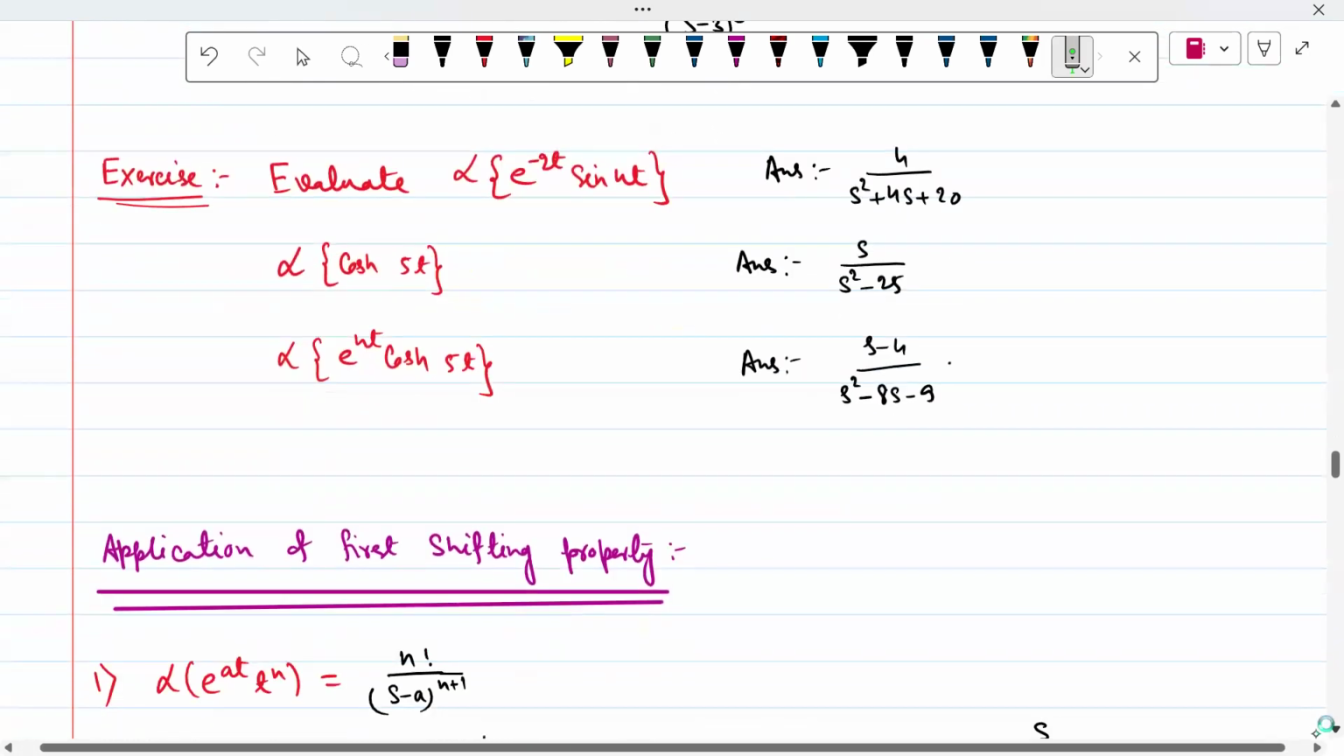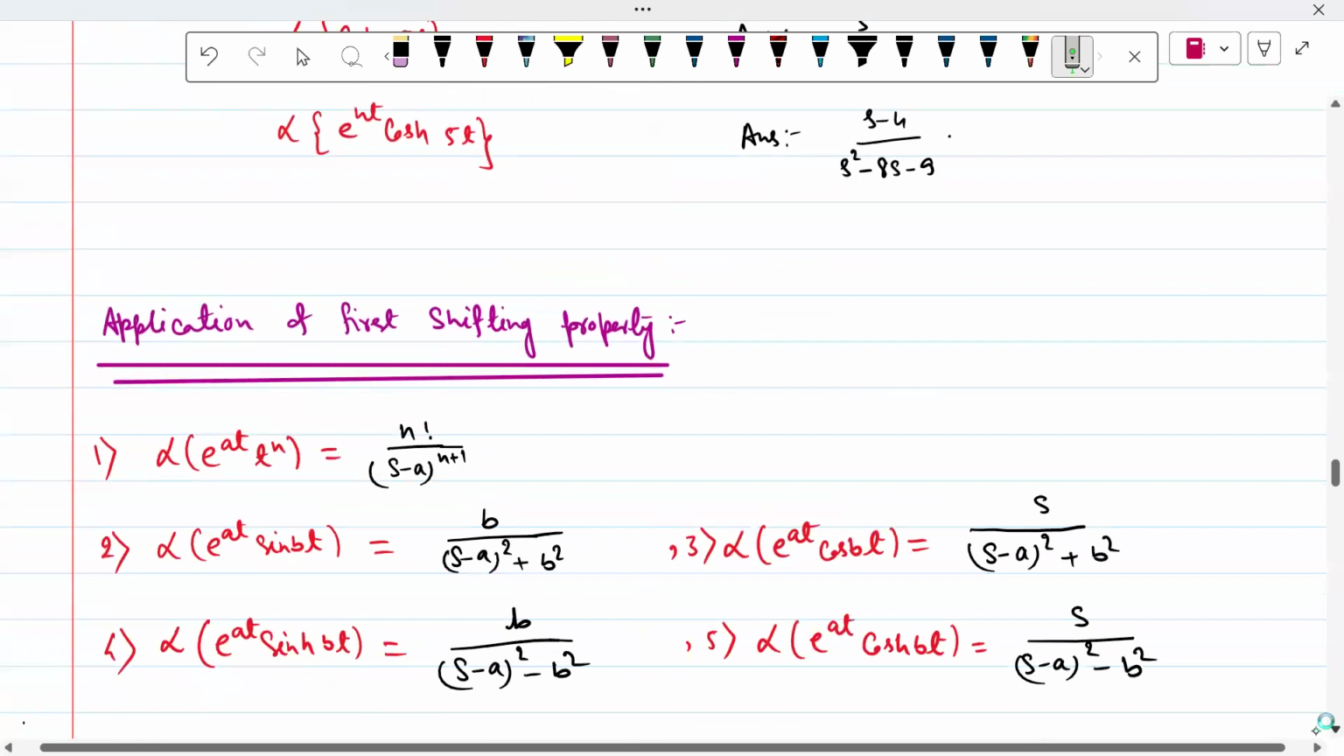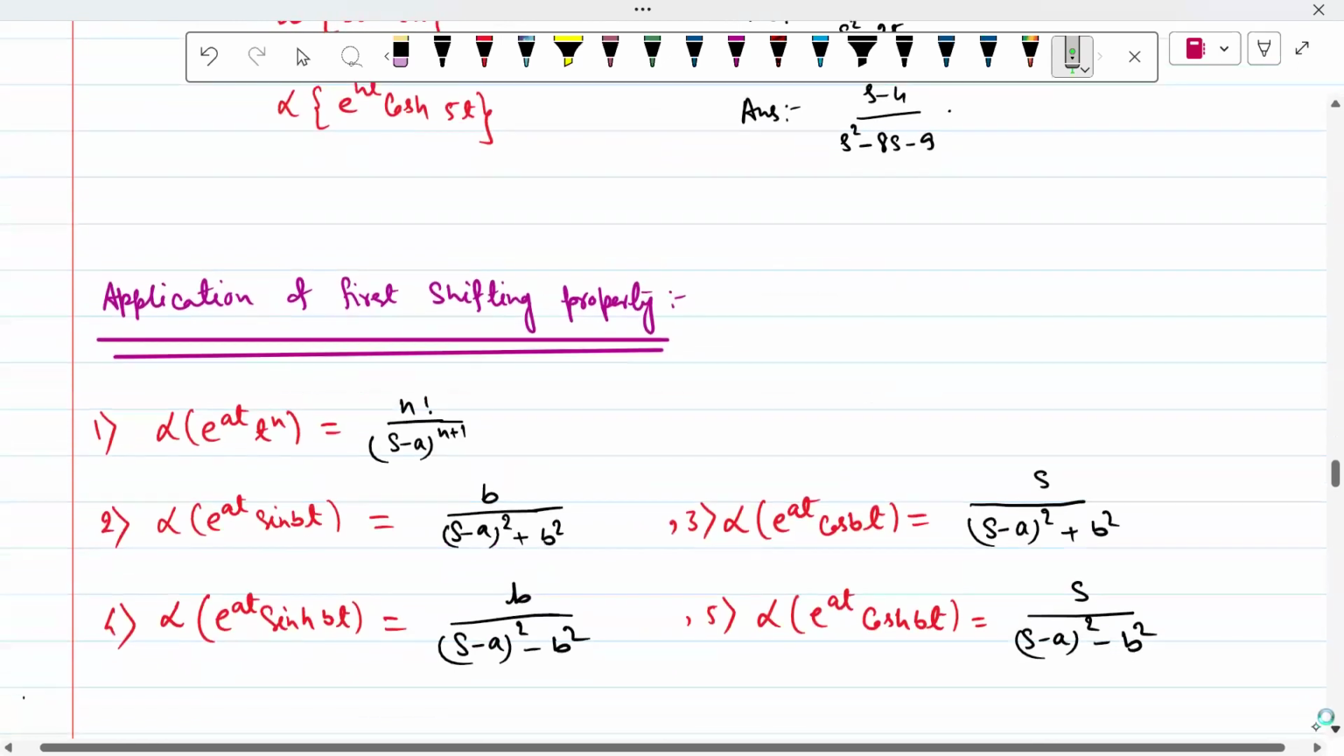Now some applications of the first shifting property. Again, these are very simple applications. What will be L of e to the power at t to the power n? This will be shifted by a, with e to the power at multiplying t to the power n. What is the formula for t to the power n? It is n factorial by s to the power n plus 1, and it will be shifted by a. So this becomes n factorial by (s minus a) whole to the power n plus 1.